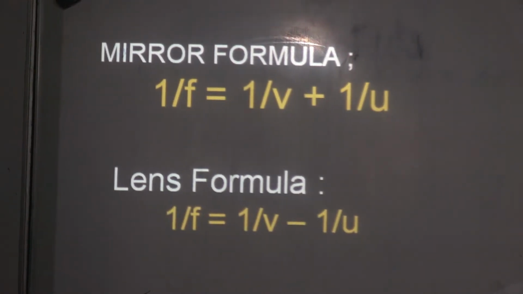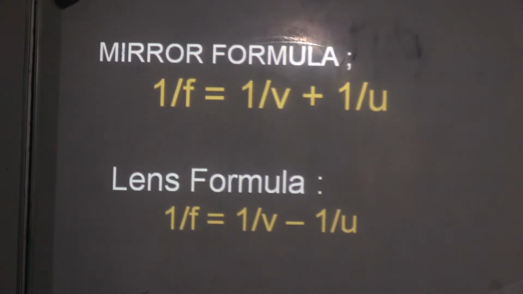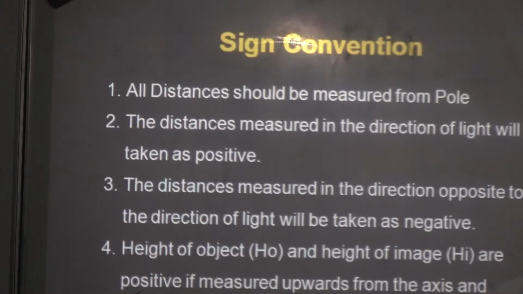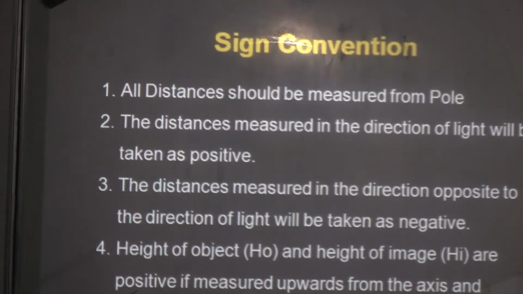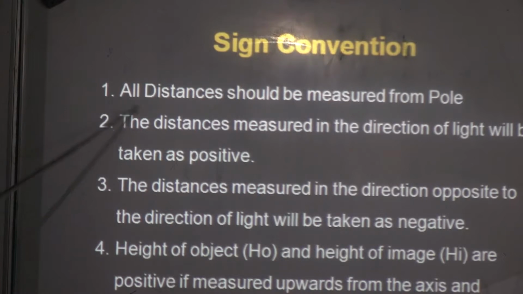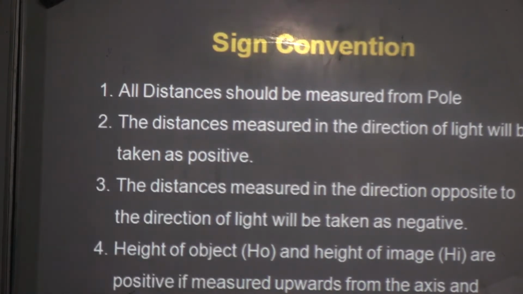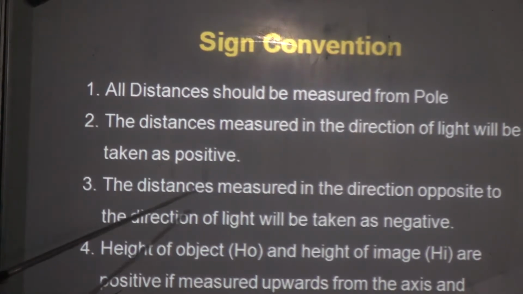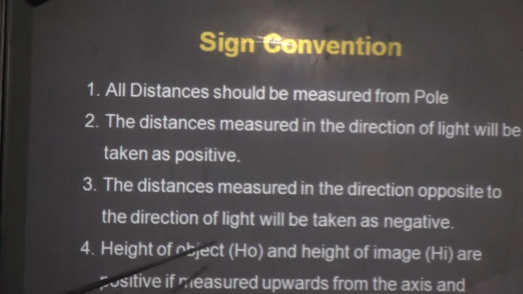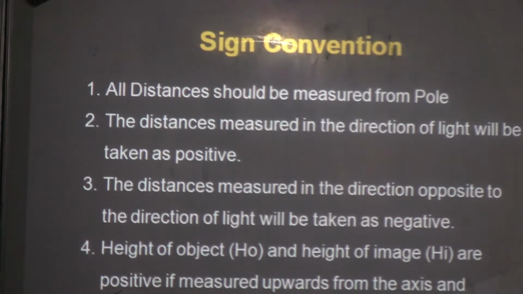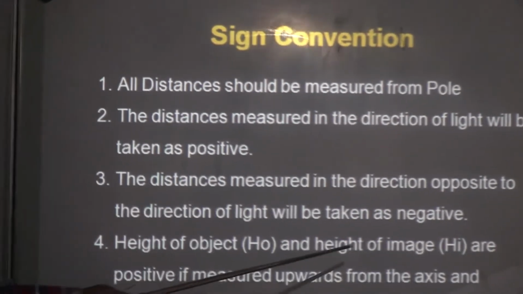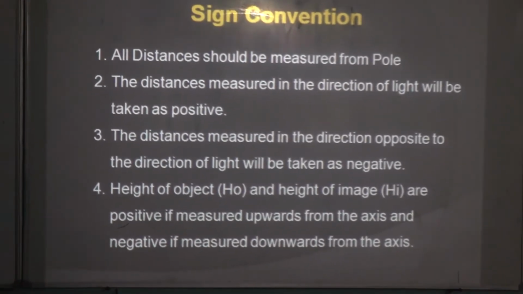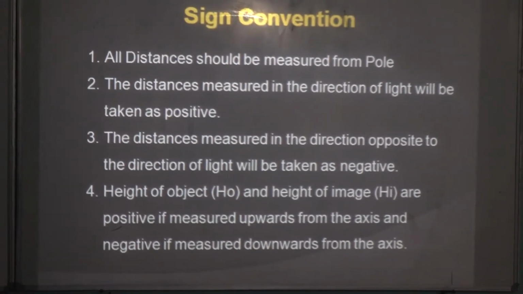While solving numerical problems, we must follow the sign convention. This is the most important thing. What is sign convention? First, all distances should be measured from the pole. Distances measured in the direction of light will be taken as positive. Distances measured in the direction opposite to the direction of light will be taken as negative. Height of object HO and height of image HI are positive if measured upwards from the axis and negative if measured downwards from the axis. Let us understand clearly.